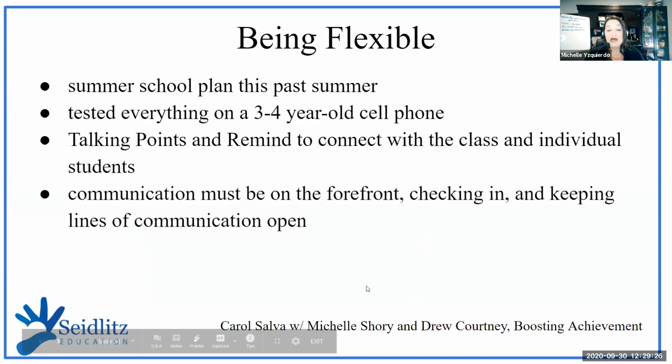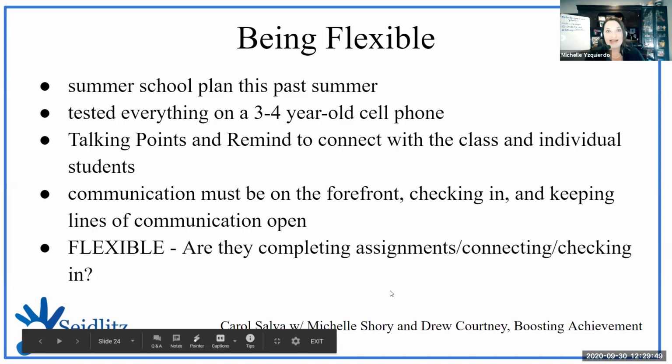Michelle Shore and Drew Courtney mentioned, when Carol asked them what was the most important lesson that you learned, they both said this idea of communication, that it has to be at the forefront, that you have to check in with kids. Especially the kids who don't have that technology and aren't joining you via Zoom every day, check in with those kids, keep those lines of communication open. And then again, the idea of flexibility. They both said how flexible they were and how important flexibility was.